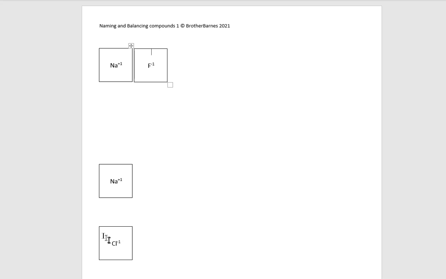Here's another one. Let's try this one on for size. So what I want you to do is cut these out and paste them or tape them side by side and name them and write the formula down on a sheet of paper. What would you call this one?